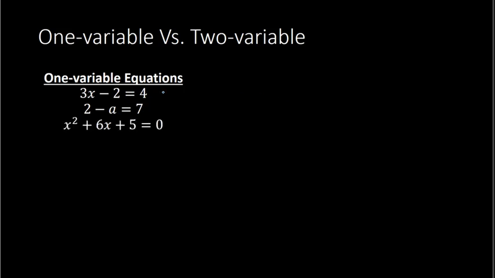Or maybe even this, where we have x squared plus 6x plus 5 equals 0. This still only has one variable. It's just going to be x. So yes, you see it more than one time, but it only has one unique variable, and that is the letter x. So in this lesson, we're dealing with two variable equations, which might look something like this.